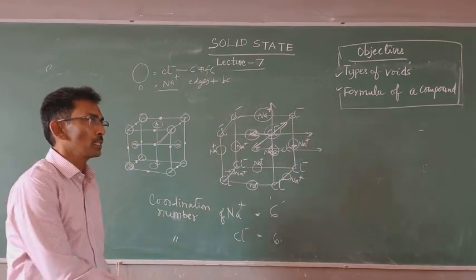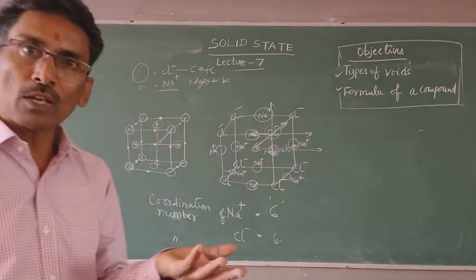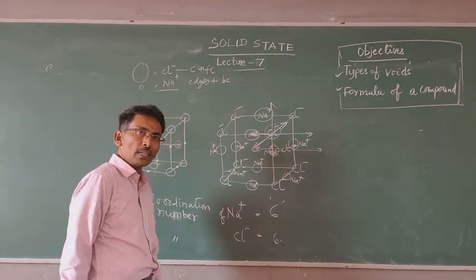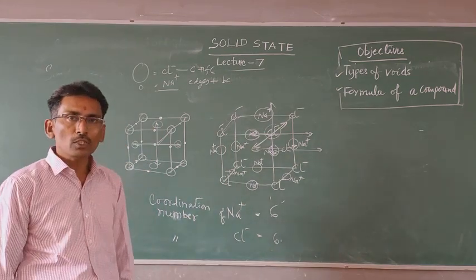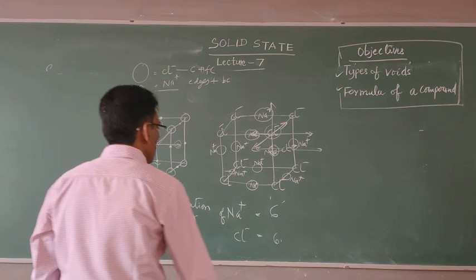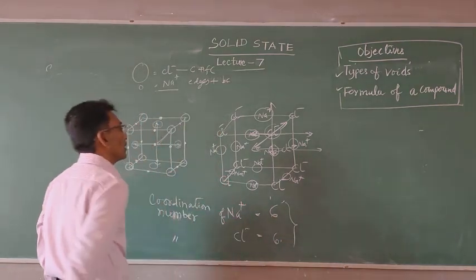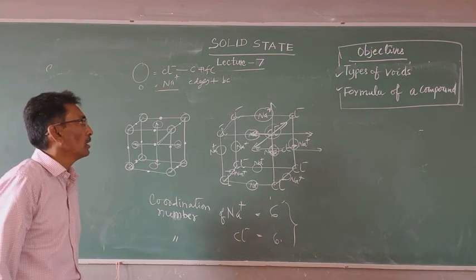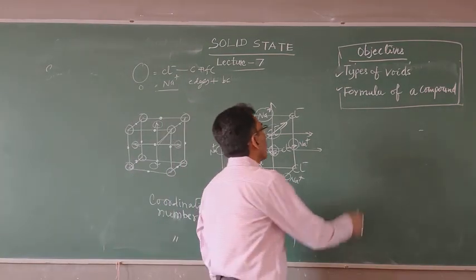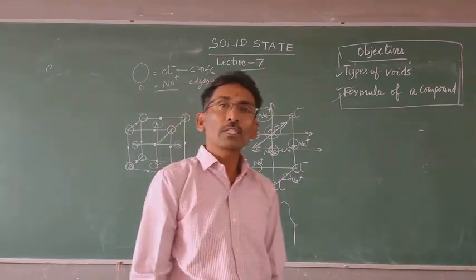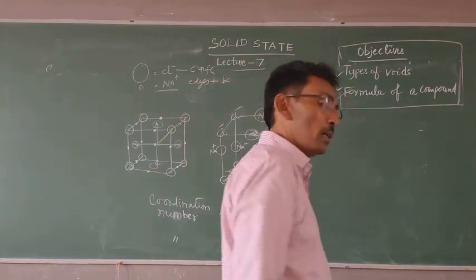Now the question is, the coordination number of Na plus ion and Cl minus ion in NaCl is respectively 4,6; 6,4; 8,8; or 6,6. The answer is 6,6. I hope you follow this information. In the next video, we will talk about some objective type questions as well as board questions regarding the formula of a compound.